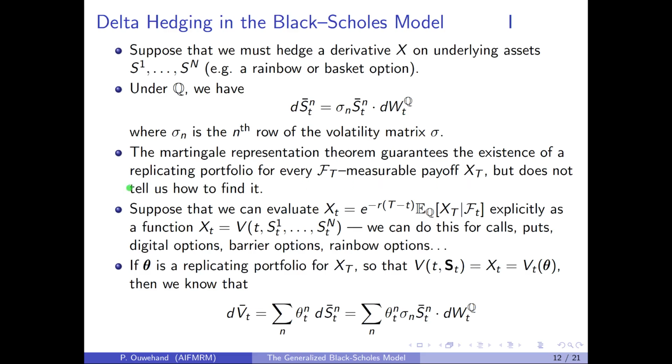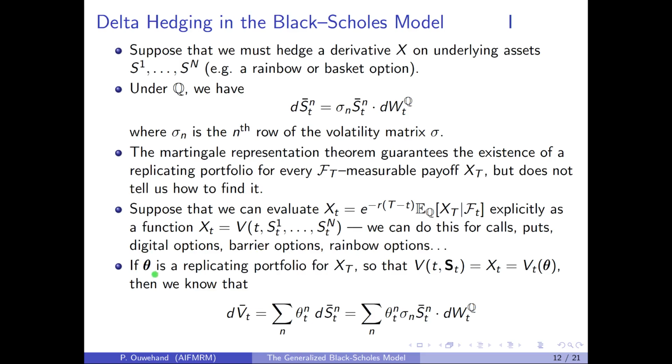Now, we know by risk-neutral valuation that the price of such a derivative is given as follows, where we've assumed here that the riskless rate is constant. If it wasn't, we'd have to represent this as an integral and take the integral inside the expectation. Now suppose that we can evaluate this expectation explicitly as a function of time and the asset prices. We've already seen how to do this for European calls and puts, and we can also do this for digital options, barrier options, rainbow options, etc., some of which we'll see later in this course.